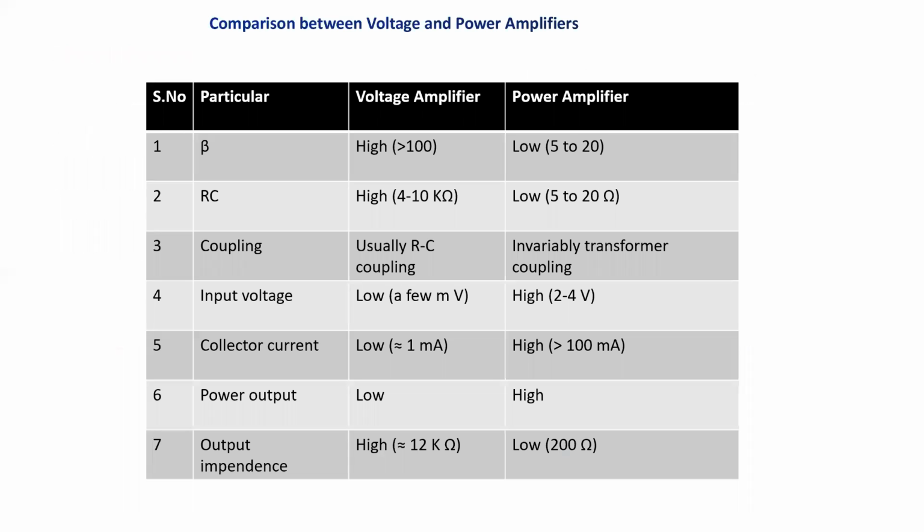This is a short comparison between voltage and power amplifiers. The first point of comparison is related to beta. In a voltage amplifier, the value of beta, that is gain, is high, but in a power amplifier it is low, which ranges from 5 to 20. The coupling method used for a voltage amplifier is RC coupling, whereas in a power amplifier, transformer coupling is used.